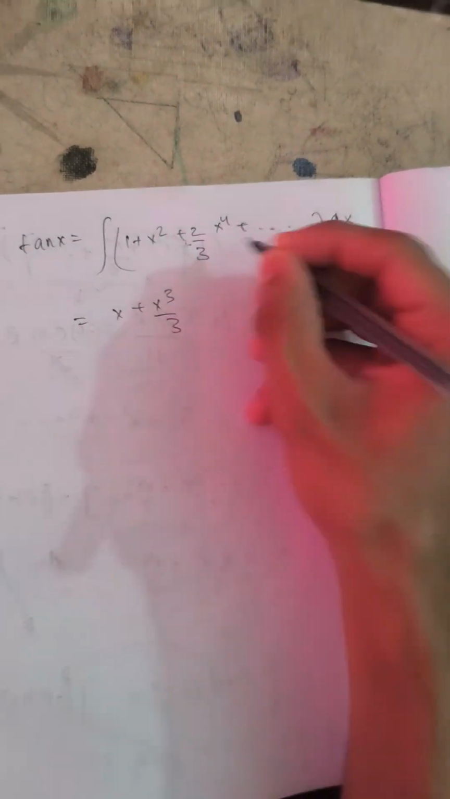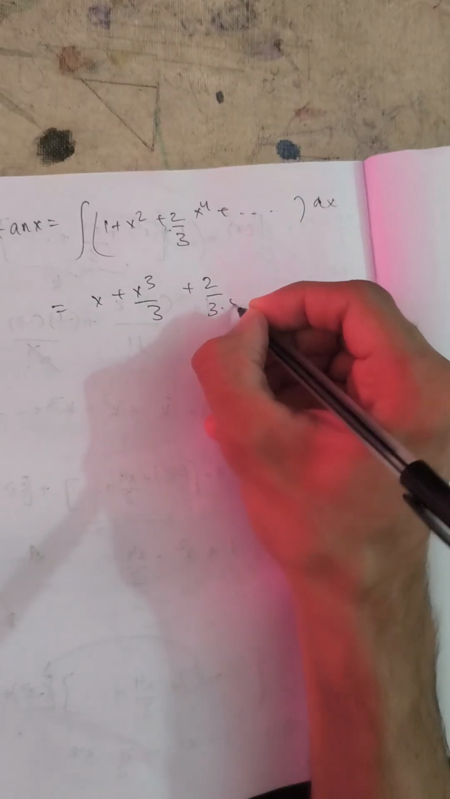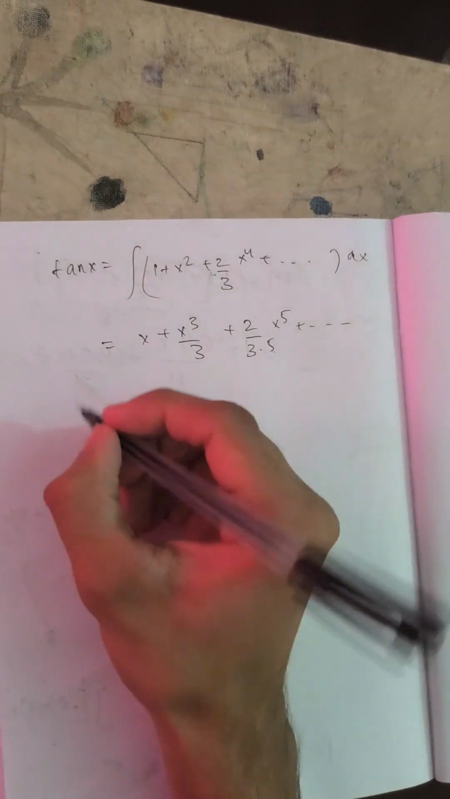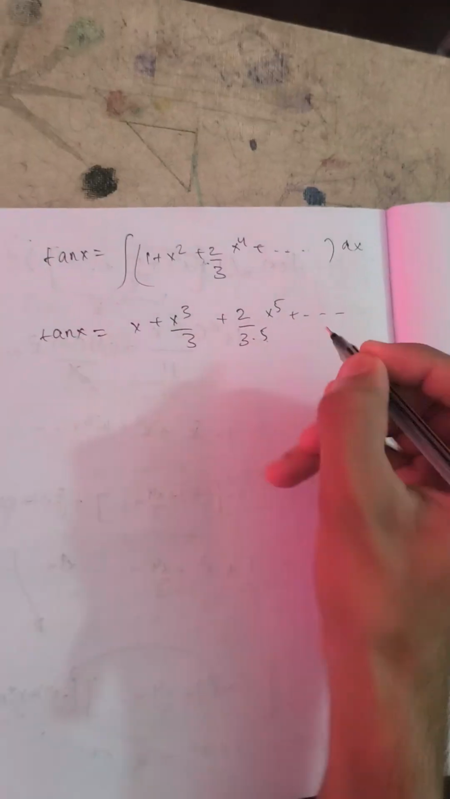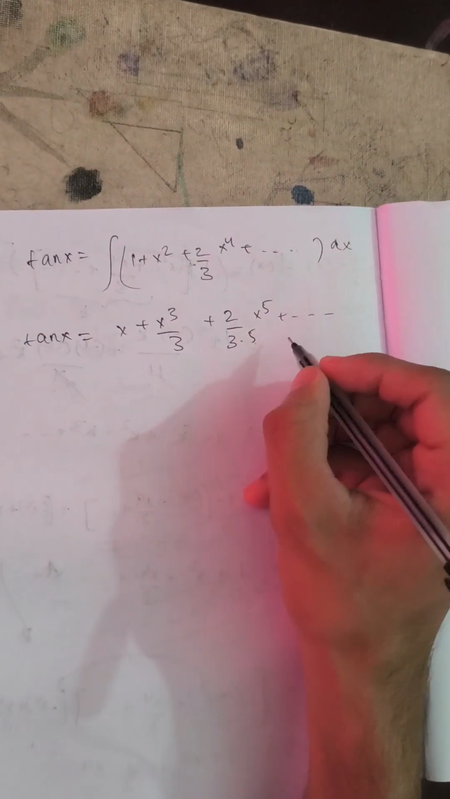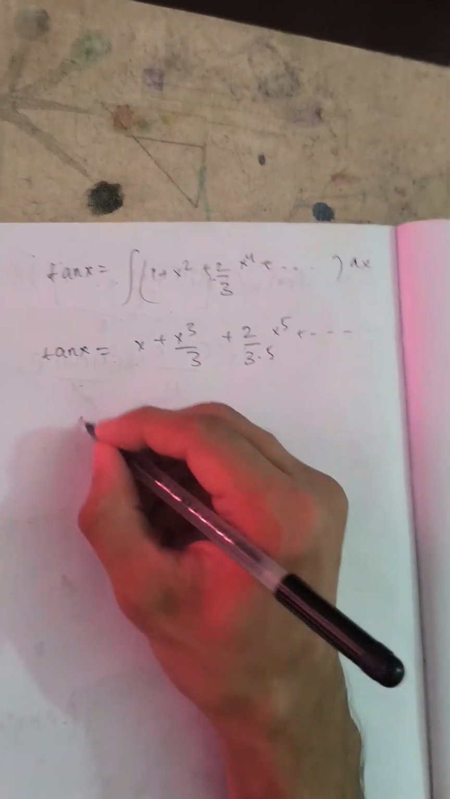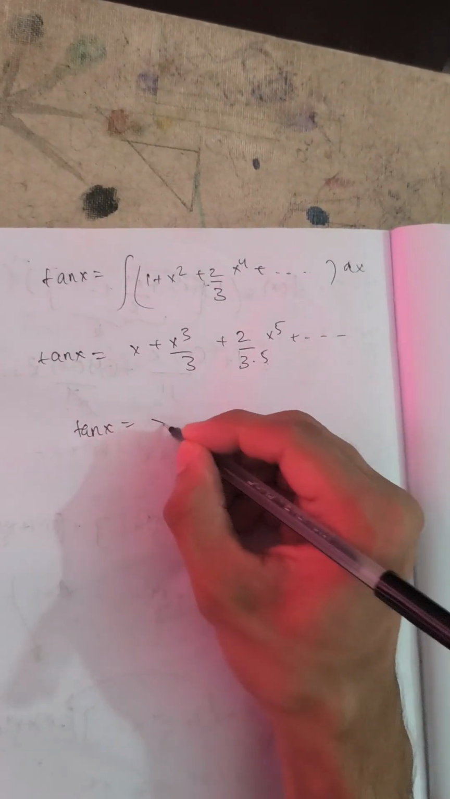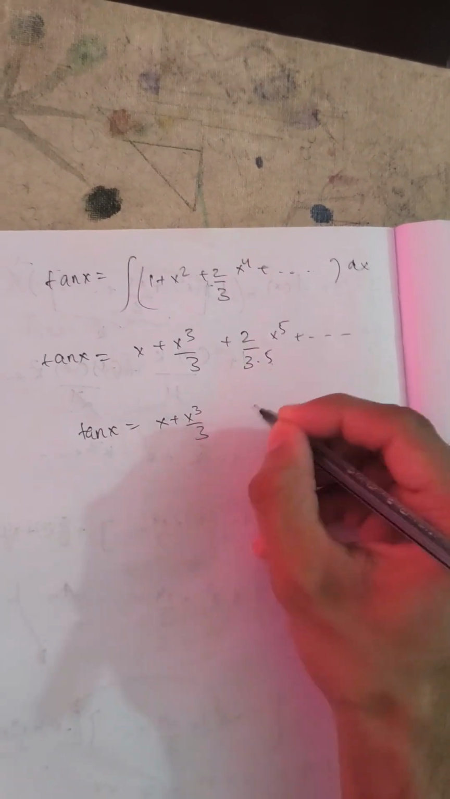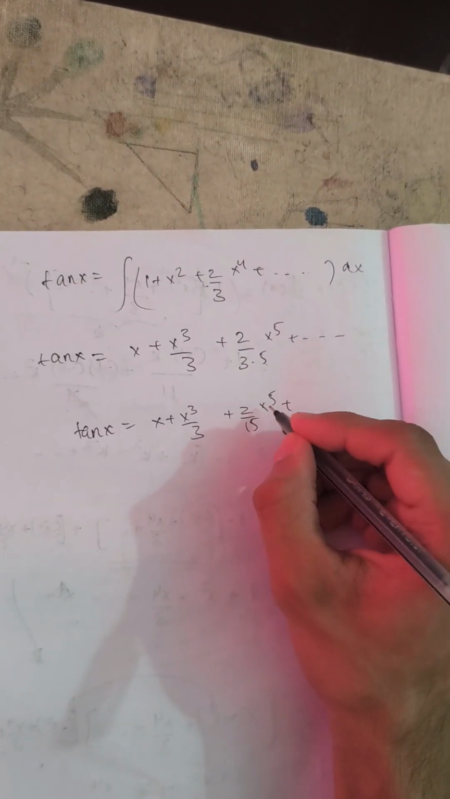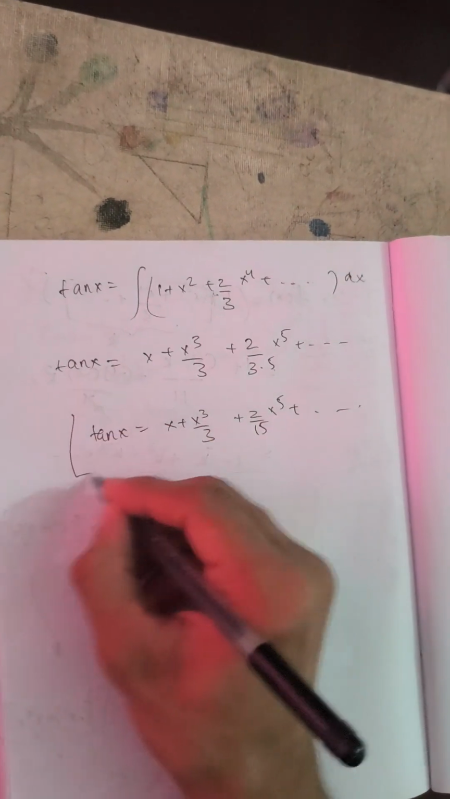This is x cubed by 3. This is 2 by 3 into 5, x raised to 5, plus so on and so forth. So, like I said, this is an expansion because you can't get the further terms. All of these are going to be random terms. You cannot predict what the next thing is. So tan x, you get as x plus x cubed by 3 plus 2 by 15 x raised to 5, and so on and so forth.